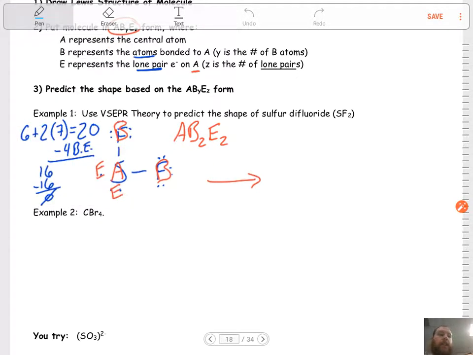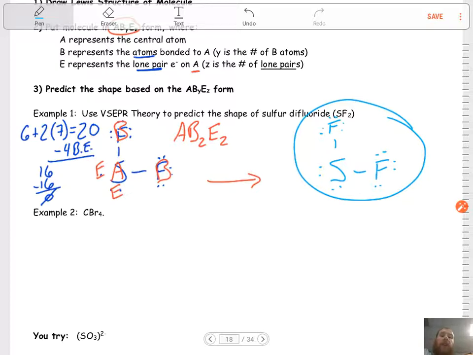So my final answer here is going to be S, with my 2 fluorines. Remember, make sure you show all the lone pair electrons. The Regents exam will say, draw the Lewis structure showing all the electrons. If you don't show all those electrons, you won't get credit for it. So this is what my final structure would look like. It just happened that my original one was the same as the final one. It's not always going to be that way. You may have to make adjustments, so make sure you are aware of that.